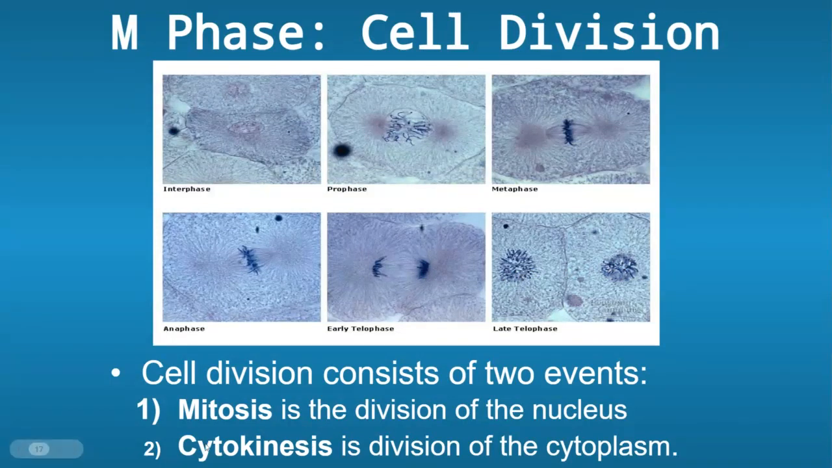Cytokinesis, we can break that word apart. Cyto kind of reminds me of cytoplasm, and kinesis is the movement, such as telekinesis is moving something with your mind. Cytokinesis is moving apart the cytoplasm. So mitosis is the division of the nucleus, cytokinesis is the division of the cytoplasm, which includes all the organelles inside of the cytoplasm.